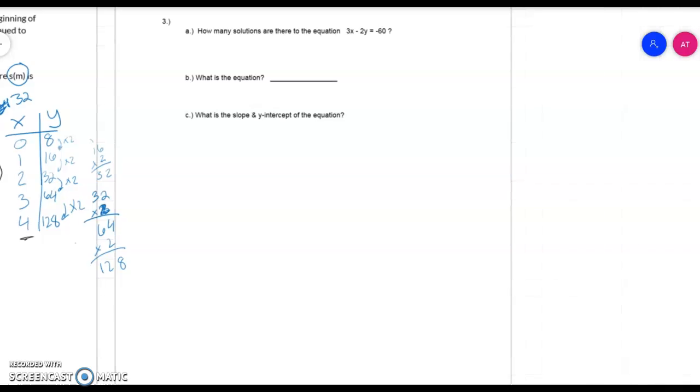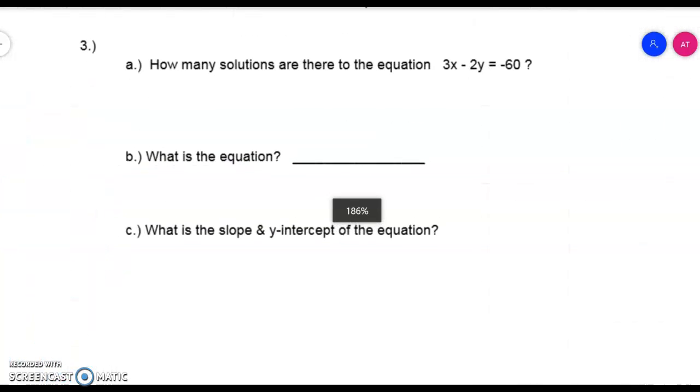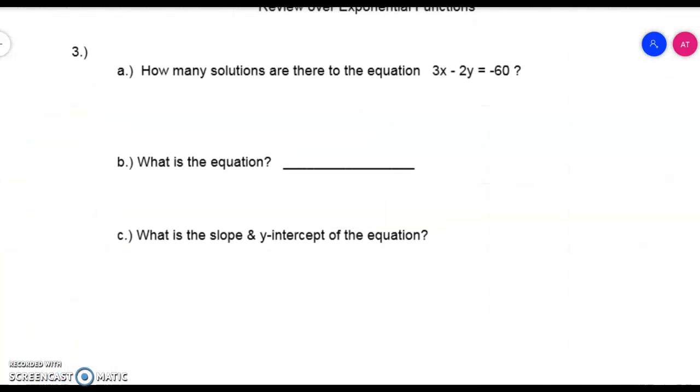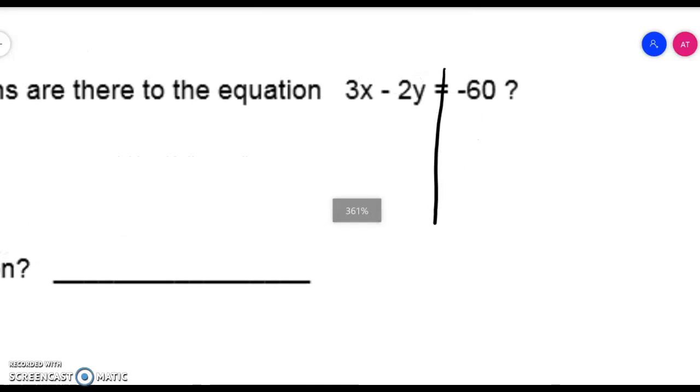So let's get to the last part right here before you take your quiz. Remember, this is a little mini quiz. We're going to come back to exponential functions later. But how many solutions are there to this equation? If you are confused, solve for y. That's what we're going to instantly do. We're going to solve for y. Just like any other problem, before we even look at those words, solve for y.